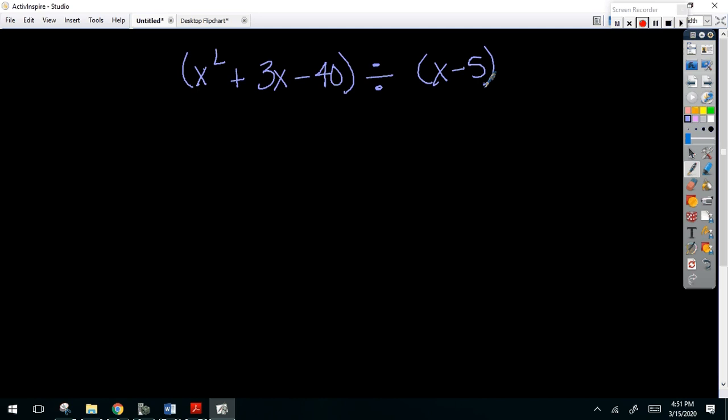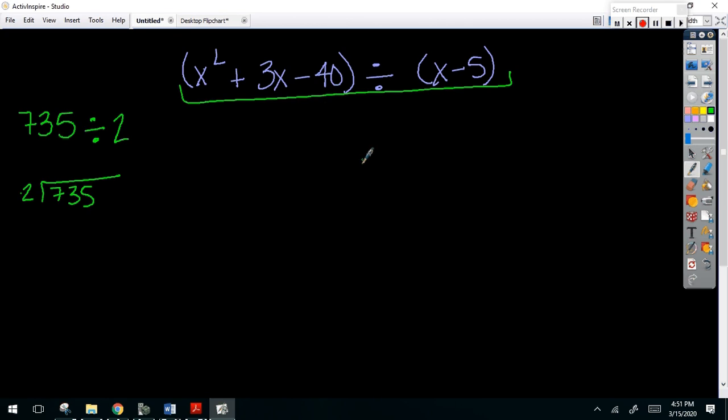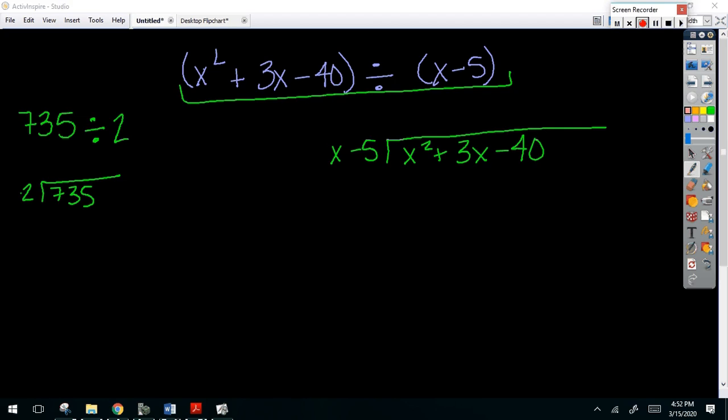All right, so what I'm going to do, I'm going to set up a problem over here. Let's say 735 divided by 2. Okay, same concept. So just like I would set this one up, 2 into 735, I'm going to do the same thing with my polynomial. X minus 5 goes into x squared plus 3x minus 40. Now over here I would say 2. What do I need to multiply 2 by to get to 7?